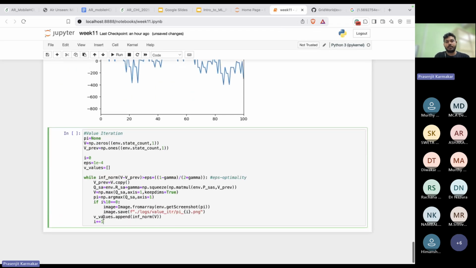Yeah, so this is the algorithm. What we are doing is setting pi as none, so currently pi doesn't have any value. We are putting v to be zeros and v previous to be ones. If both are zeros, then the while loop would not even start.